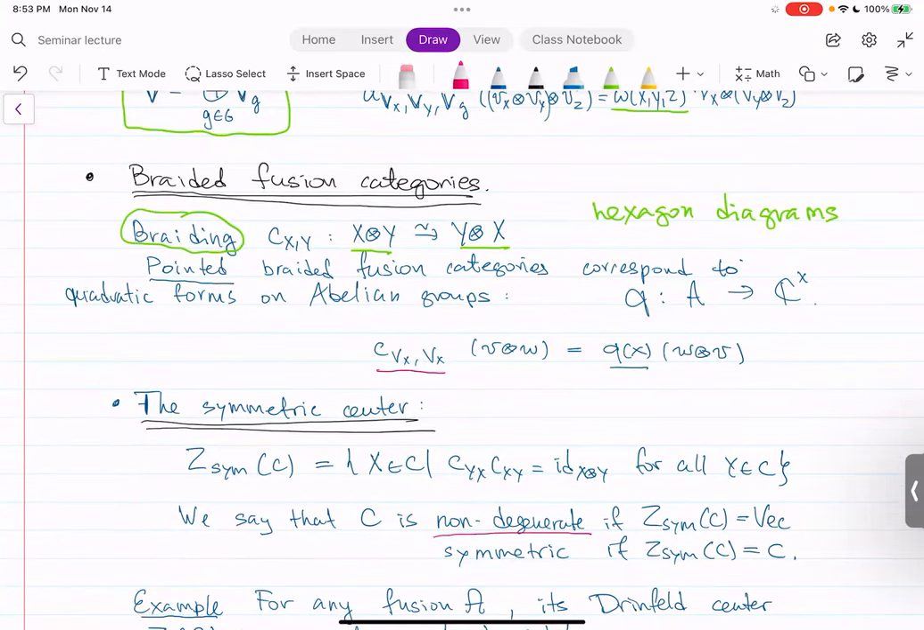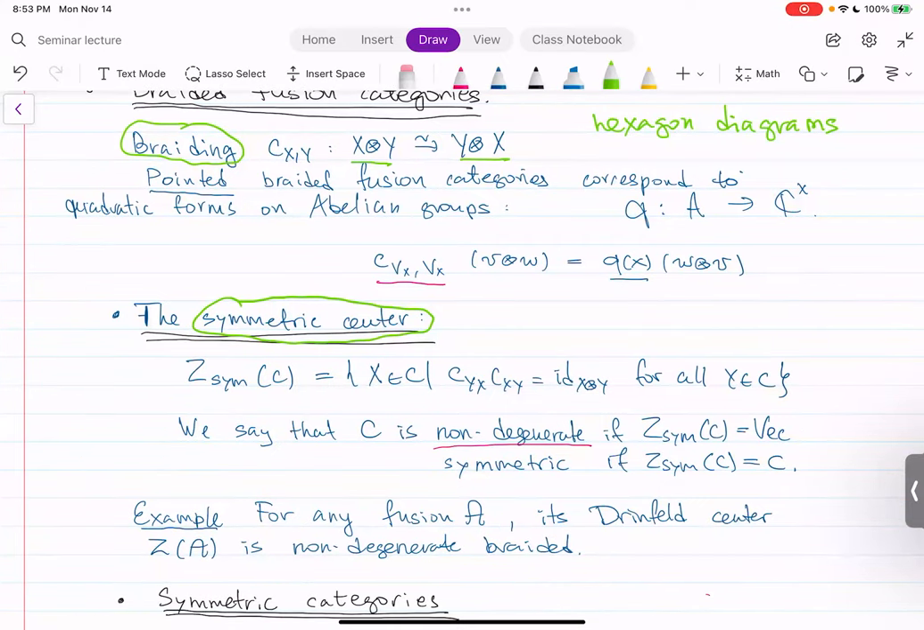Now, braidings can come in different varieties and have different properties. And there are two extremes, which are measured by what is called the symmetric center of a category. So again, as an analogy, think about a quadratic form. A quadratic form can be non-degenerate, it can be degenerate, or it can be trivial. Similarly, for a braided category, there are all these extremes. Namely, the analog of the radical of a quadratic form is the so-called symmetric center. It's a subcategory of C, which consists of all the objects such that the square braiding of an object with any other object of the category is identity. So this square braiding we will see often today. It's really the measure of how trivial or how non-trivial the braiding is.